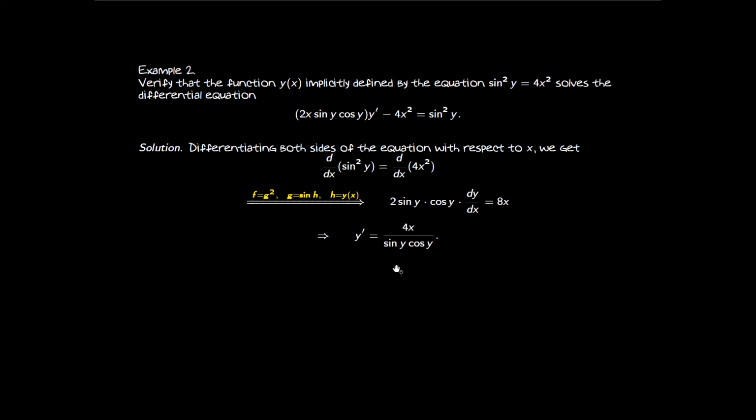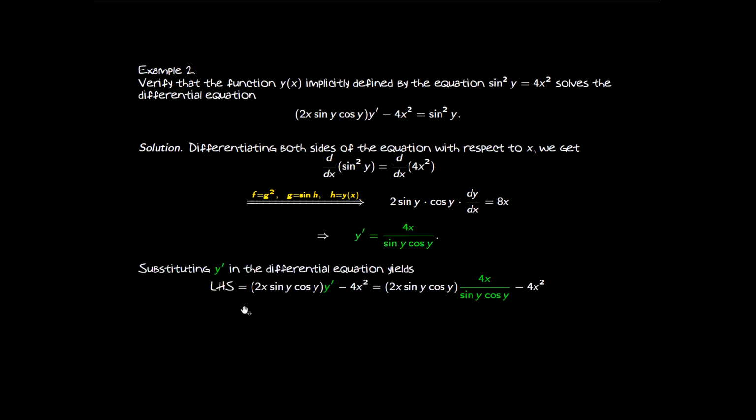Now we can plug y prime into the equation. And you can see the cancellation: the sine y cosine y get canceled. You're going to get 2x times 4x, which is 8x squared, and then minus the second term of 4x squared. That will be 4x squared.